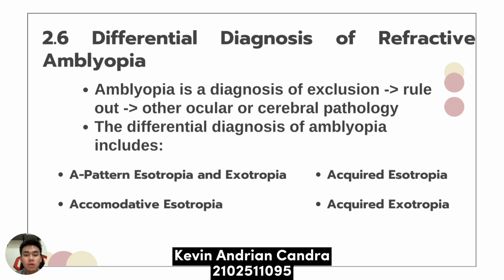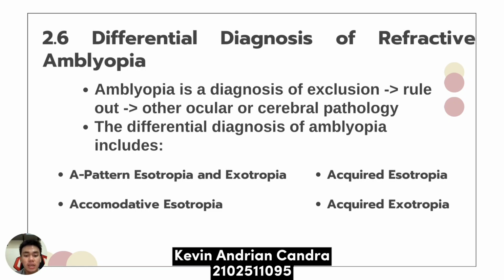hyperopia and abnormal accommodation. Third, acquired esotropia. Esotropia is a type of eye misalignment where one eye turns inward toward the nose. It typically develops in children at 2 until 5 years and is rarely associated with an underlying disease.